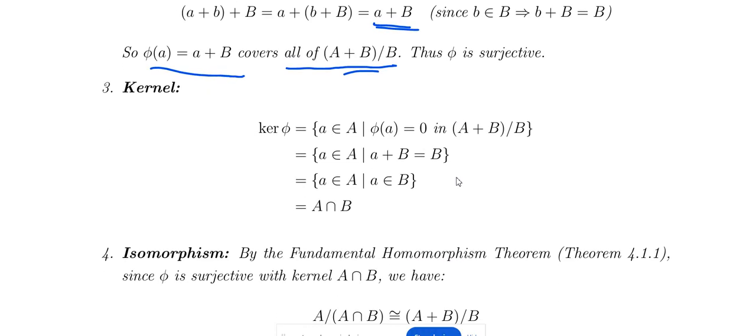What is the kernel? Every element a with pi of a equal to 0 in A plus B by B, correct? So a plus B is equivalent to B. That means pi of a equals 0 means a plus B equals B. That means a belongs to B. Since a belongs to A and a belongs to B, a is in A intersection B. So the kernel is A intersection B. You can also ask this particularly: when you define it like that, what is the kernel of pi? A intersection B. I have just applied the definition of the kernel.